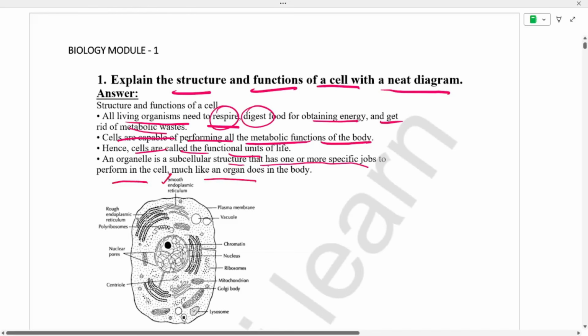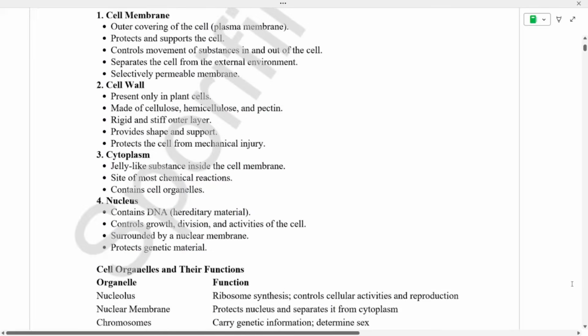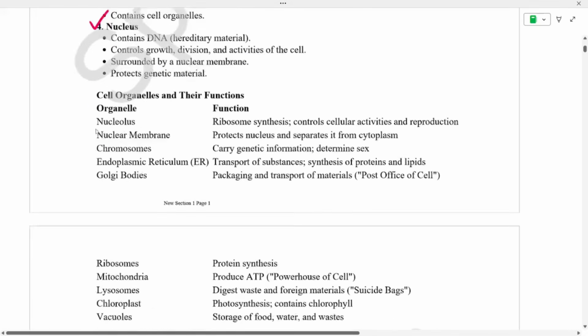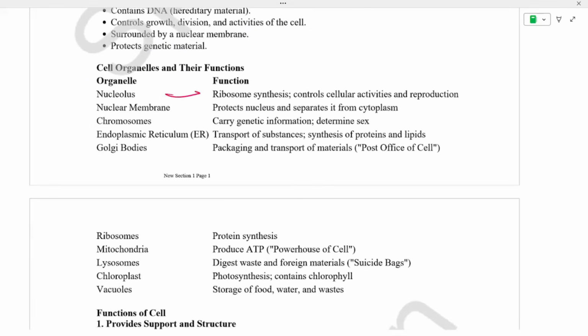So a cell will have smooth endoplasmic reticulum, rough endoplasmic reticulum, polyribosome, nuclear pores, centriole, lysosome, Golgi body, mitochondria, ribosome, nucleus, chromatin, vacuole, and the plasma membrane. Next, the structure: first it will have the cell membrane, cell wall, cytoplasm, nucleus. Next we will see the nucleus, which does ribosome synthesis. The nuclear membrane protects the nucleus and separates it from the cytoplasm.